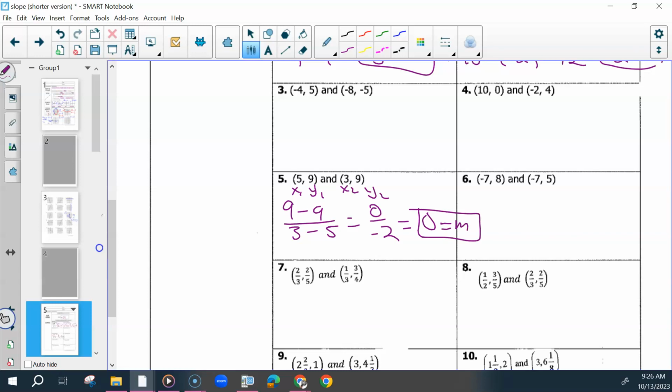So if you see a problem that looks like this, where the y values are the same, your slope is going to be 0. You still need to show the work for it, but that would help you identify that this is going to be a 0 slope. All right, let's try number 6.